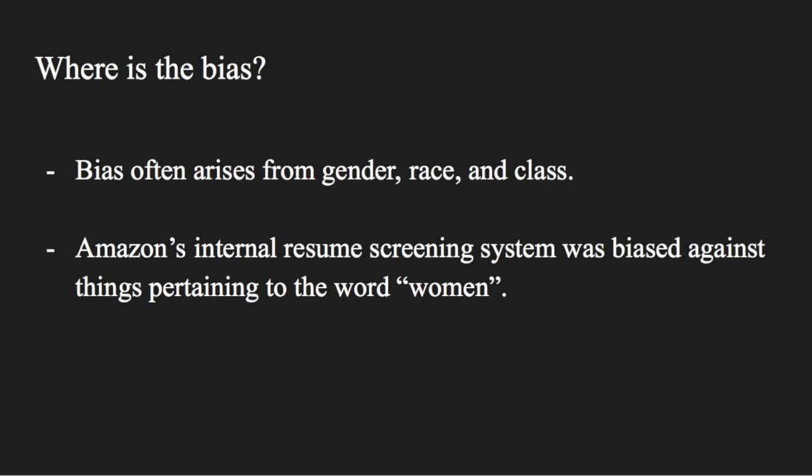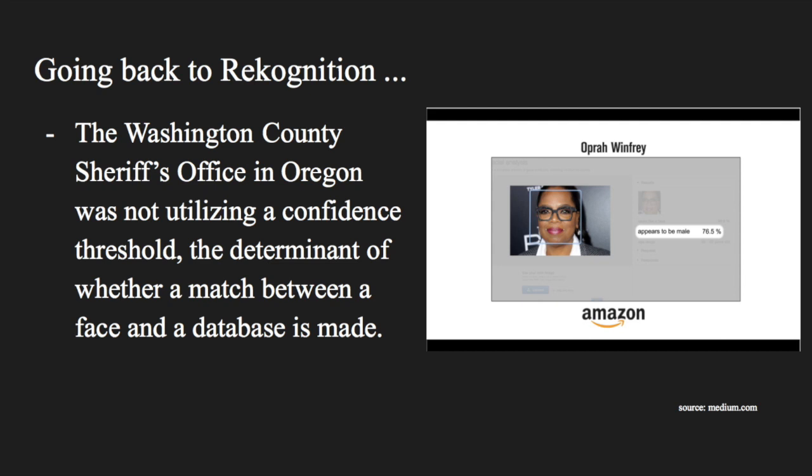So where does the issue exist? Going back to recognition, the Washington County Sheriff's Office in Oregon was not utilizing a confidence threshold that determines whether a match between the algorithm and a database of suspects is made. As you can see by the misclassification of Oprah Winfrey, this can be a huge issue in law enforcement.